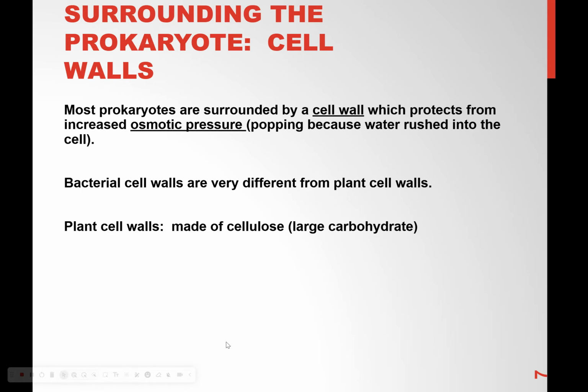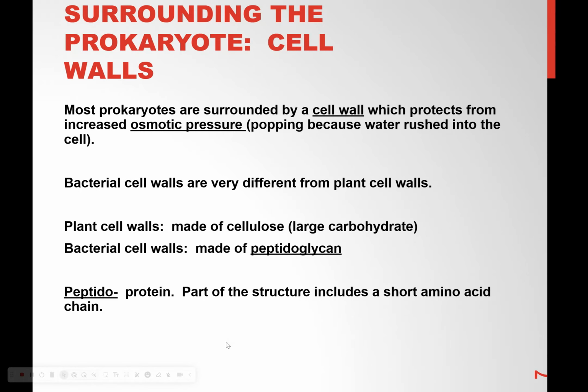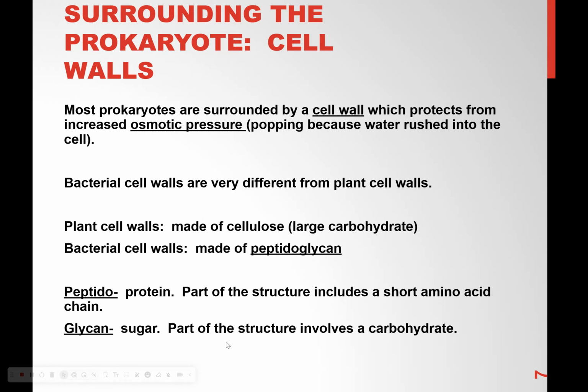Let's talk about the cell walls of bacteria. It says that most prokaryotes are surrounded by a cell wall, which is super important, and the purpose of the cell wall is to protect it from osmotic pressure. We don't want water to rush into the cell and cause the cell to explode. The components of the bacterial cell wall are different from plant cell walls. Plant cell walls are made of cellulose with carbohydrates. Bacterial cell walls are made of peptidoglycan, which consists of proteins and sugars, which you'll see below.